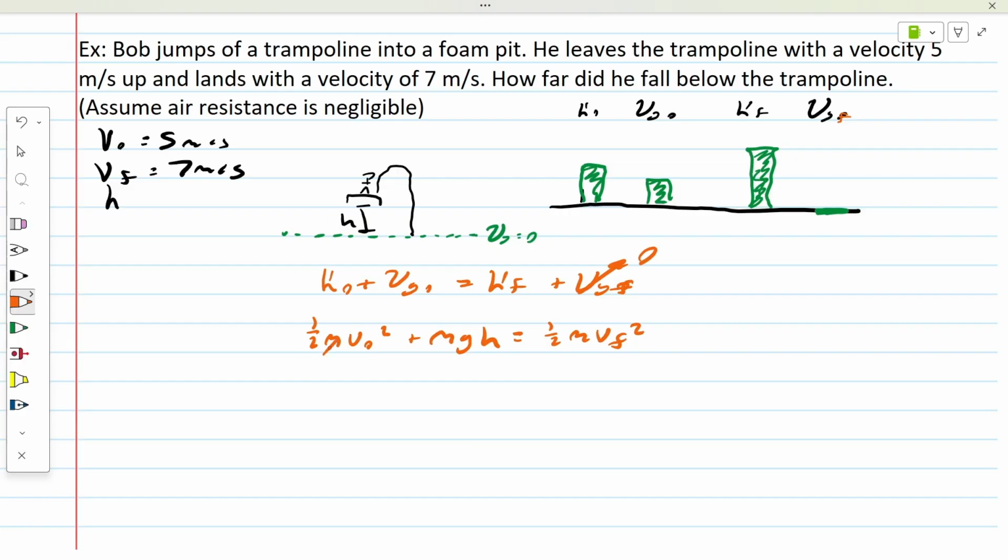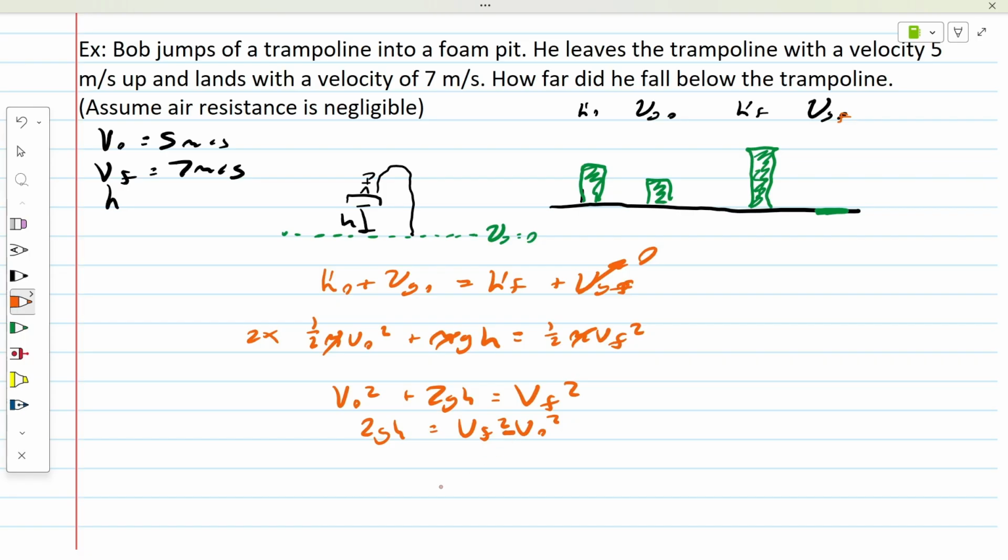So now we have all these variables, but we don't have the mass. But notice that the mass in this case just cancels out. And I'm also going to multiply the whole equation by 2 to get rid of all the fractions. So we just have v naught squared plus 2gh equals vf squared. And so now we can move our equation around to solve for h.